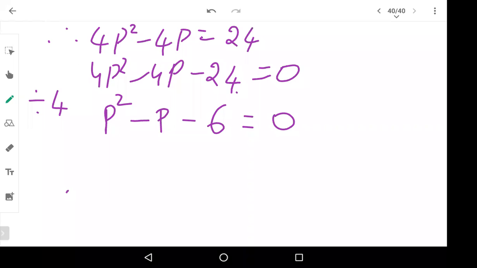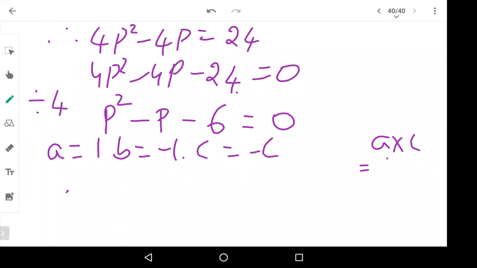Now here you can solve this problem either by using the formula method or factorization. Since the equation is very simple, we will use the factorization method, where a is equal to 1, b is equal to minus 1, c is equal to minus 6. A into c is 1 into minus 6, which is minus 6. So I can take 2 and 3. I'll take the bigger number as minus, so minus 3.